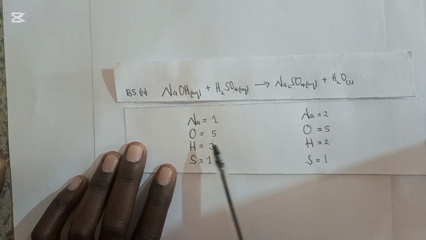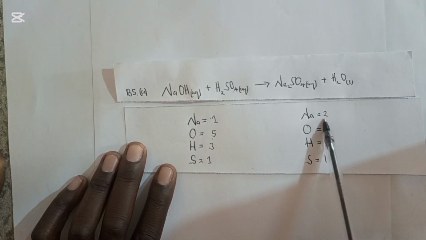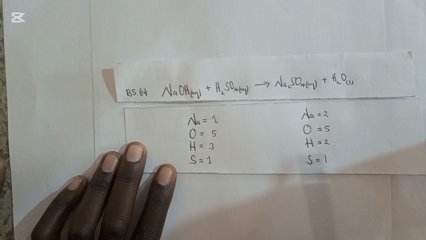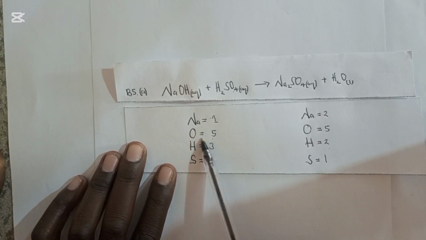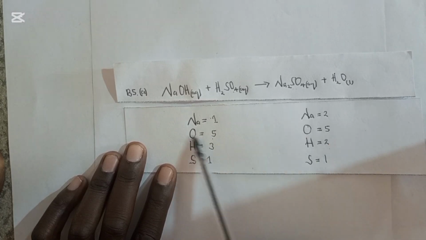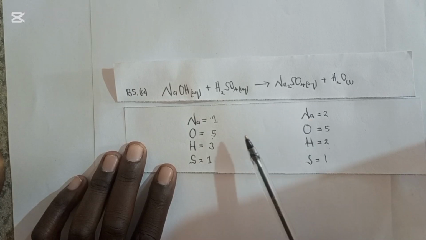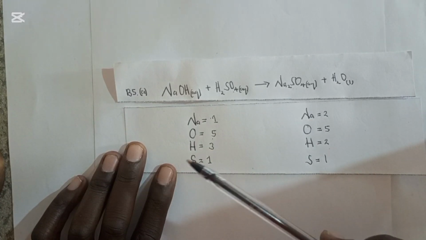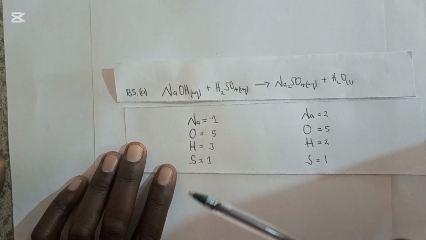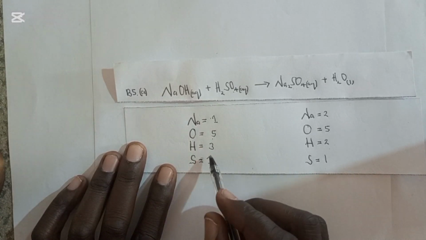So we start with sodium. We have a challenge with sodium because on the reactant side we have 1 atom, while on the product side we have 2 atoms. And so we need to balance this up. But for oxygen, we have 5 and 5. So we have no problem with oxygen, but we need to fix the problem with sodium. And as we proceed fixing these problems, you realize that numbers will keep on changing so that at the end of it all, an equation is balanced.